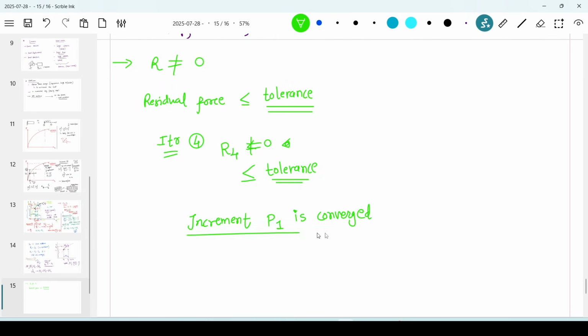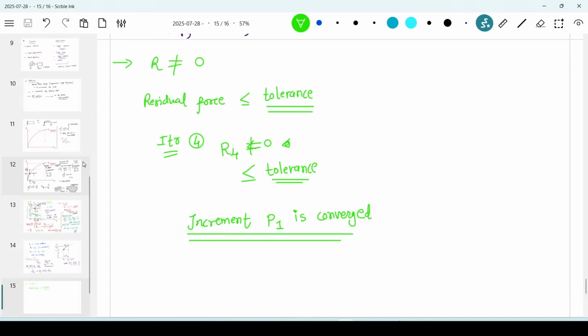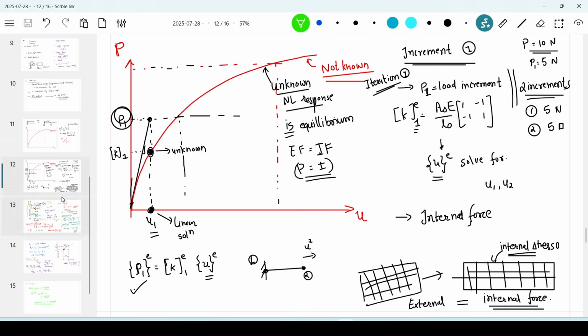Okay, we'll stop here. But tomorrow we'll quickly go over this recap of the Newton-Raphson method, and I think tomorrow it will be more clear, but I just want to know if you are able to follow this procedure, the Newton-Raphson method.